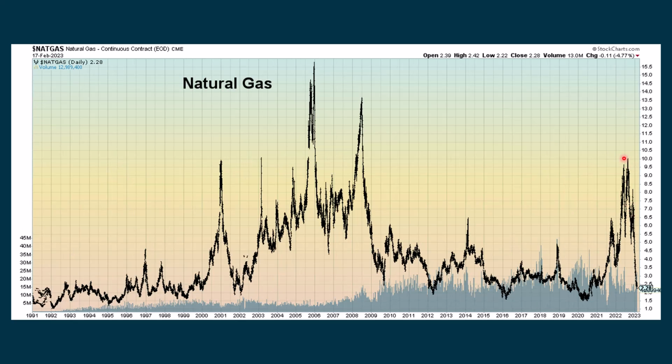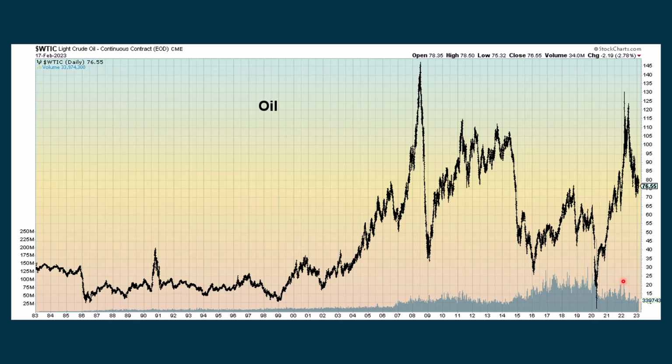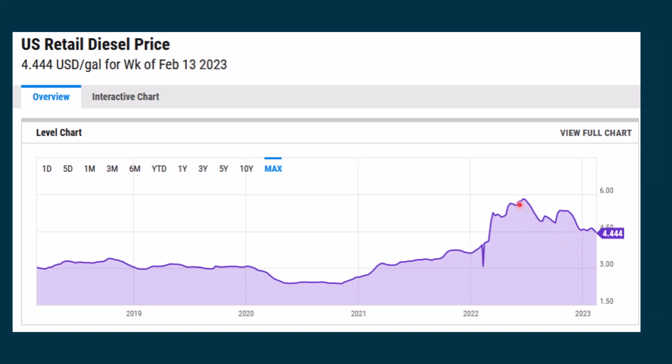Natural gas, after really spiking up, has gone way back down. It spiked up to 10 and now it's at 2.28. Oil is under $80 a barrel at $76.55. Diesel, after going up really high, has been coming back down.